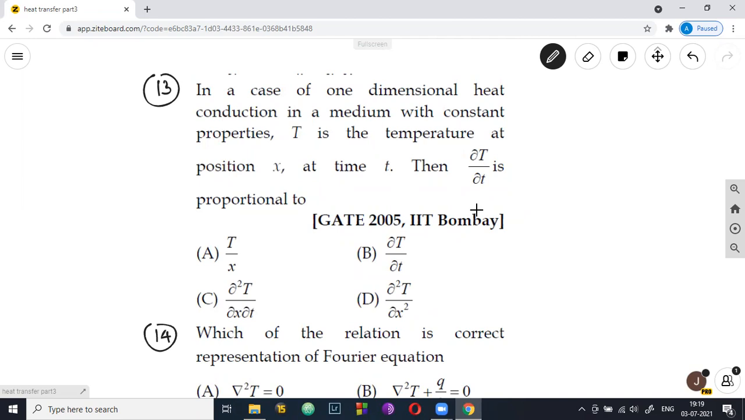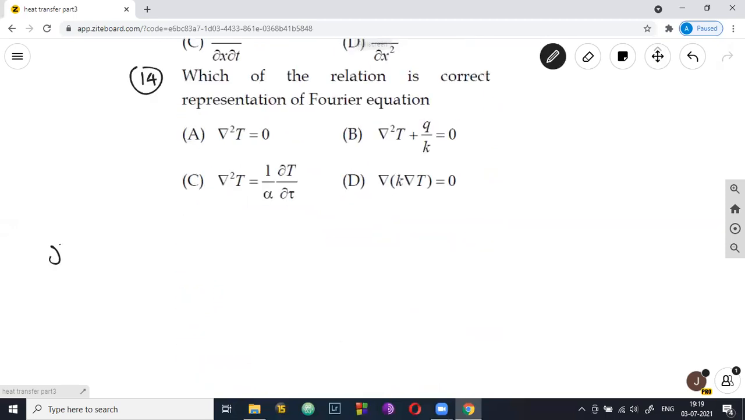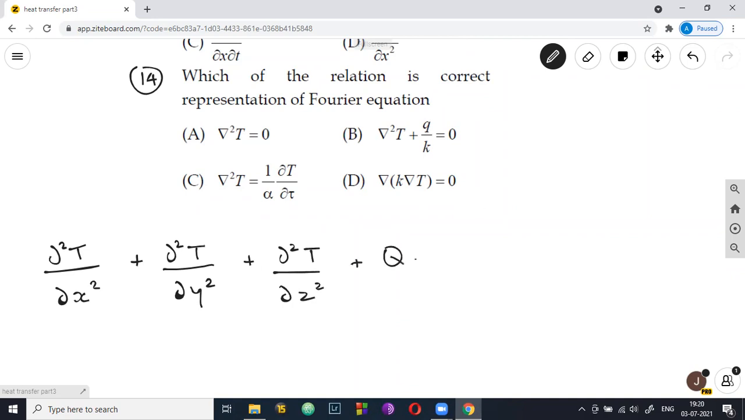Let's read the question. In a case of one-dimensional heat conduction in a medium with constant properties, T is the temperature at position X at a time T. Then dou T by dou T is proportional to. What is the equation of plane wall? Do you remember the equation of plane wall? Let me write it down. The three-dimensional equation goes something like this. Dou square T by dou X square plus dou square T by dou Y square plus dou square T by dou Z square plus Qg by K equal to 1 by alpha dou T by dou small t.